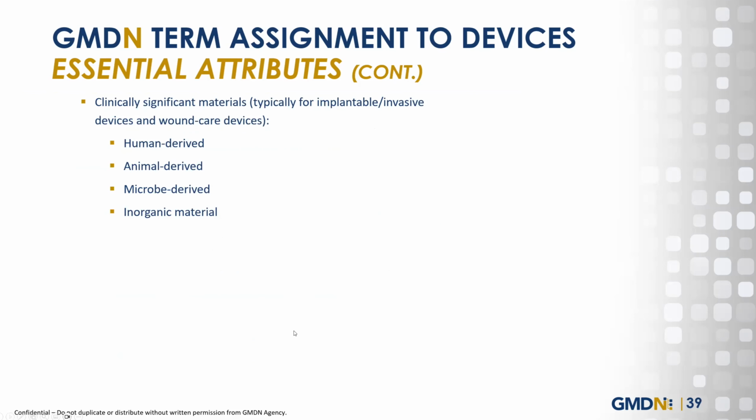Going on with the list of the essential attributes, it's the clinically significant materials that we have to mention, typically for the implantable and invasive devices and wound care devices. So these significant materials that need to be mentioned are human-derived, animal-derived, microbe-derived, or inorganic materials. Also, the pharmaceuticals and drug-device combination devices. So if the device includes pharmaceuticals, it needs to be mentioned in the term.